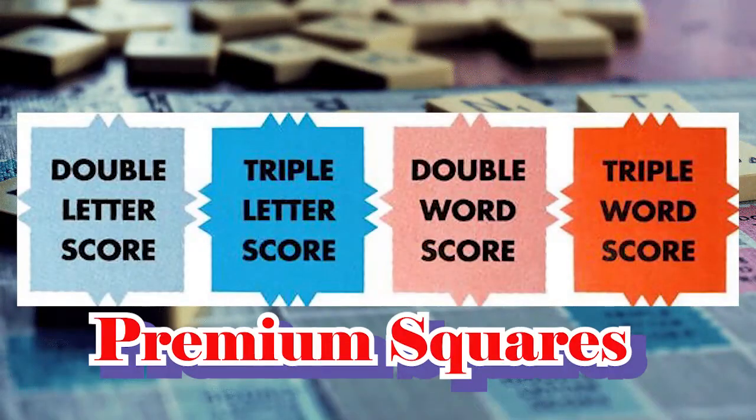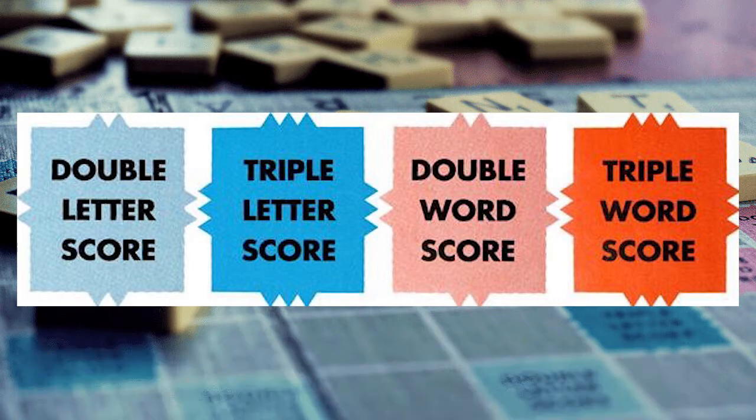A light blue square doubles the score of a letter placed on it. A dark blue square triples the letter score. The score of an entire word is doubled when one of its letters is placed on a pink square. It is tripled when one of its letters is placed on a red square.